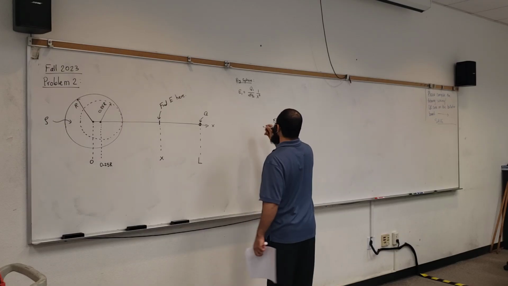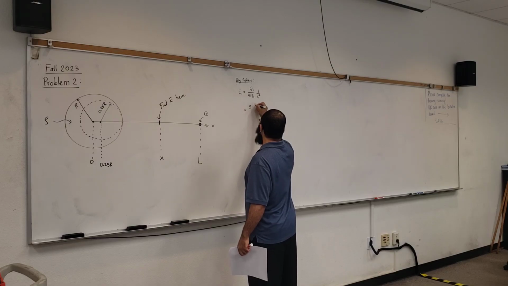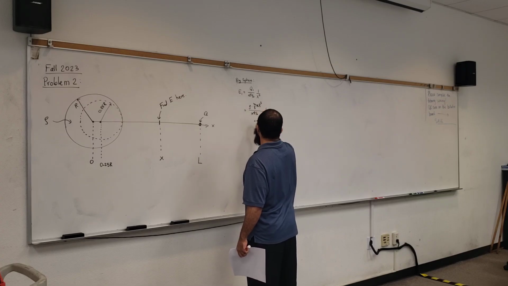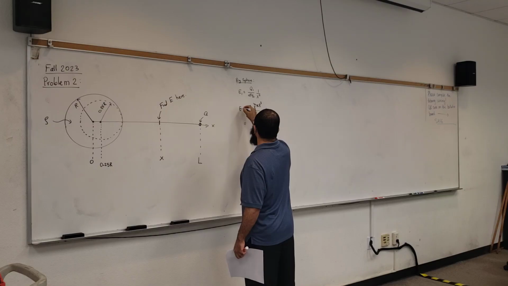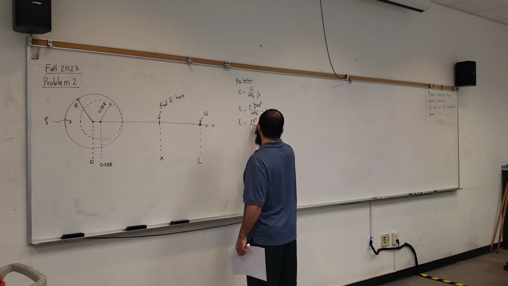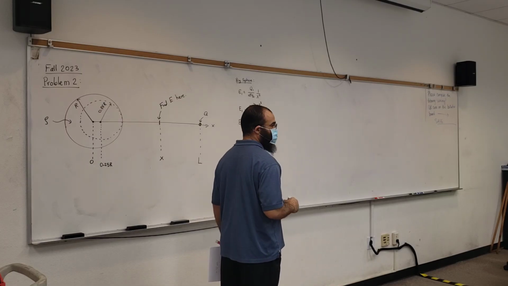Now what's the charge on this big sphere? Rho times 4 over 3 pi, capital R cubed, right? So E1 is going to be rho R cubed over 3 epsilon naught, 1 over x squared. That's the electric field for the big sphere.